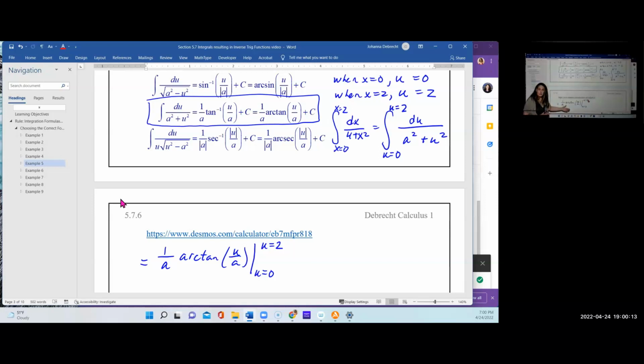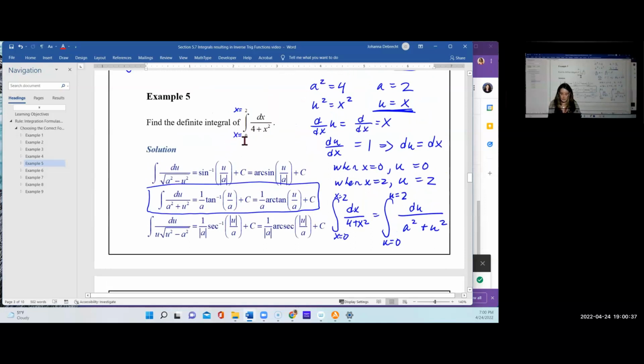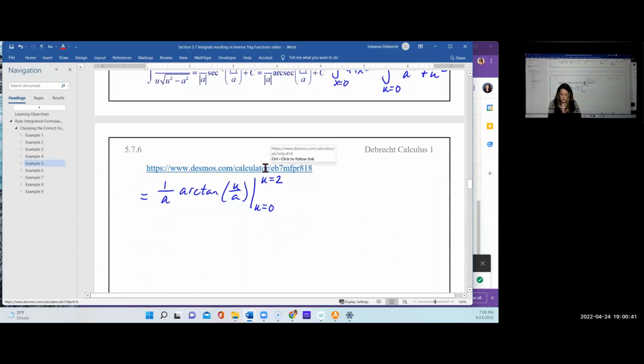In this case, though, we are not looking for the antiderivative function. The definite integral is the area under the curve. This link that you see here in the window will take us to a graph of this particular function, the original integrand, and it will show the area between the original limits of integration, x equals 0 and x equals 2. Let's take a look at what that looks like.